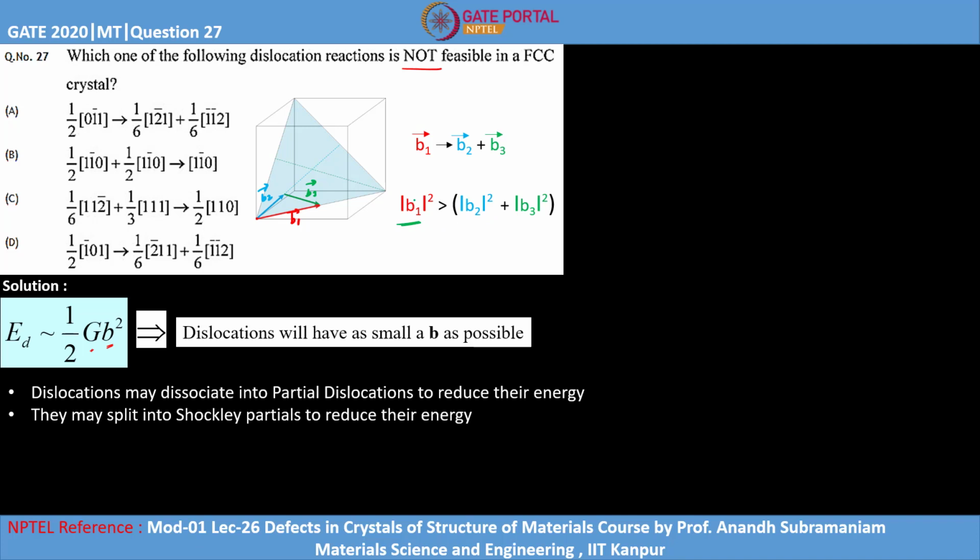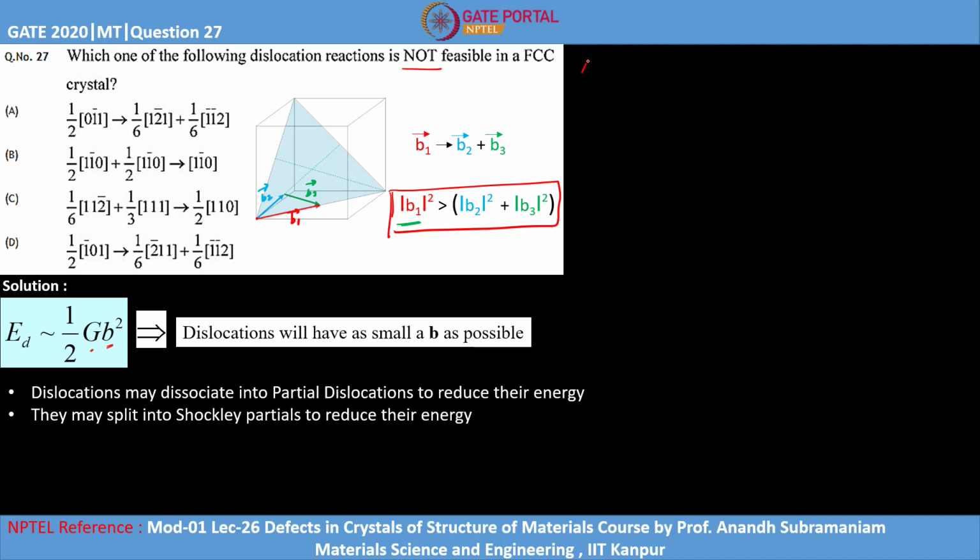The energy we just saw is related to the square of the Burgers vector. So if you take the square of the Burgers vector magnitudes, the magnitude of b1 squared will be greater than the magnitude of b2 squared plus the magnitude of b3 squared, right? So this is the condition for a favorable dislocation reaction. In order to split the dislocation into two partials, this condition must be satisfied. We'll see one by one all the options, whether this condition is satisfied or not.